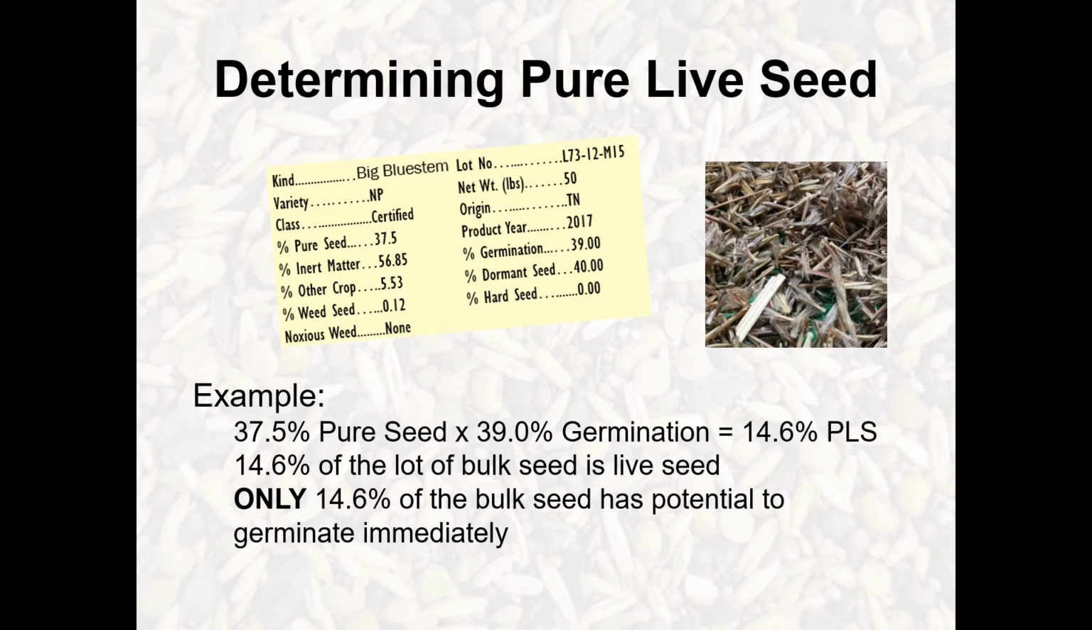Now, that dormant seed's fine if you're not in a rush for a stand, such as with a lot of wildlife plantings, but if the stand is needed quickly to fix a resource concern, as most vegetative practices are, then we don't want to count the dormant seed. In this case, there's a lot of inert matter, a lot of duff, and there's also a lot of dormant seed, so it's going to have a very low pure live seed percentage.